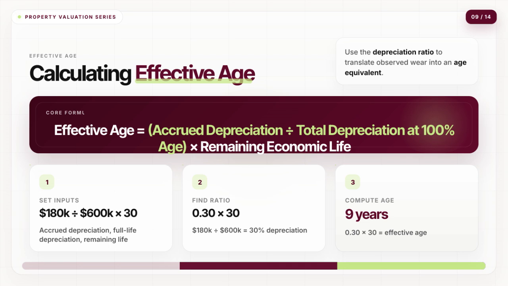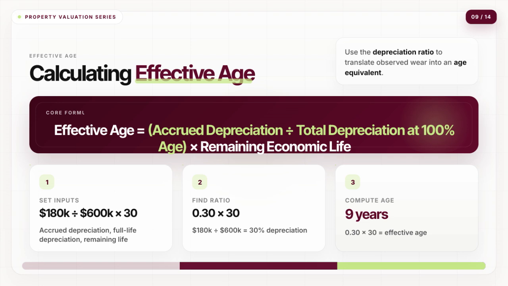To break that down with an example, suppose the accrued depreciation is $180,000 and the full life depreciation is $600,000. The remaining economic life of the property is 30 years. First, we set our inputs, 180,000 divided by 600,000, then multiplied by 30. Next, we find the ratio, which in this case is 0.30 or 30% depreciation. Finally, we compute the effective age by multiplying 0.30 by 30 years, resulting in an effective age of 9 years.